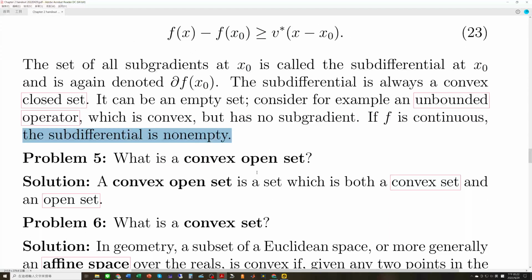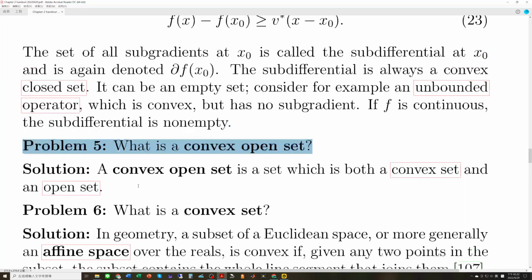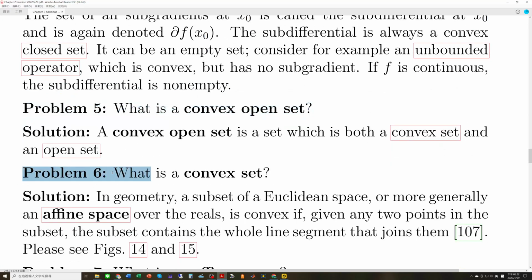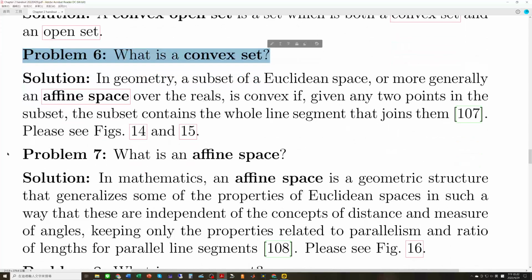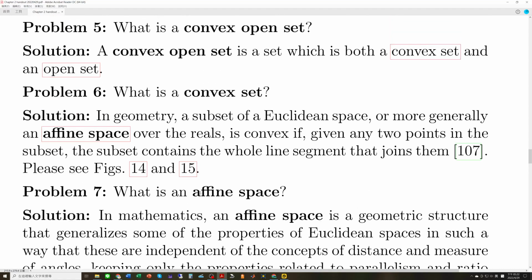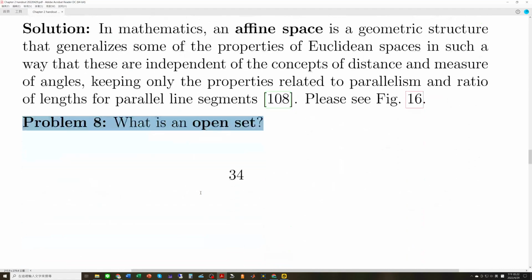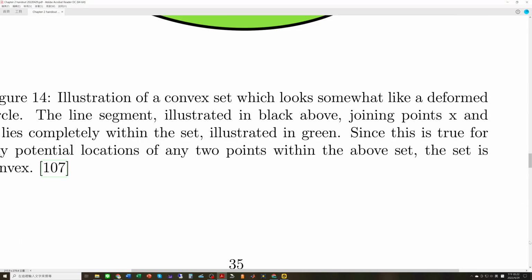Okay, let us go to problem 5. We have taught it and the solution. And problem 6: what is a convex set? We have talked about it. And problem 7, we have talked about it. Then problem 8: what is an open set? We have introduced it. So next let us go to problem 9.